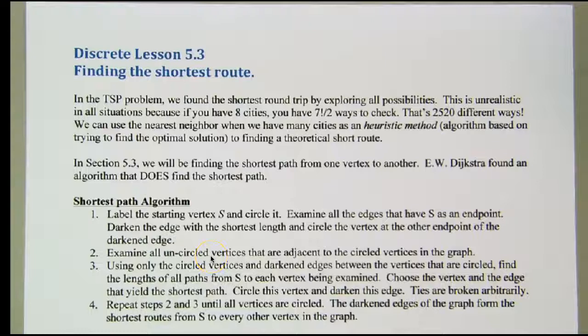Hi, this is Discrete, lesson 5.3, finding the shortest route. Previously in 5.2, we did the traveling salesperson problem, where we started at one point and finished at that same point. We found there were many different ways to calculate that, and it was extremely difficult to do. So we learned the nearest neighbor and the cheapest link methods in order to get that done. In this section, it'll be a little bit different.